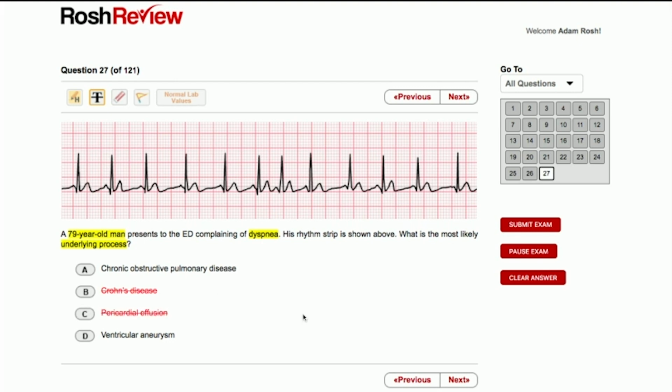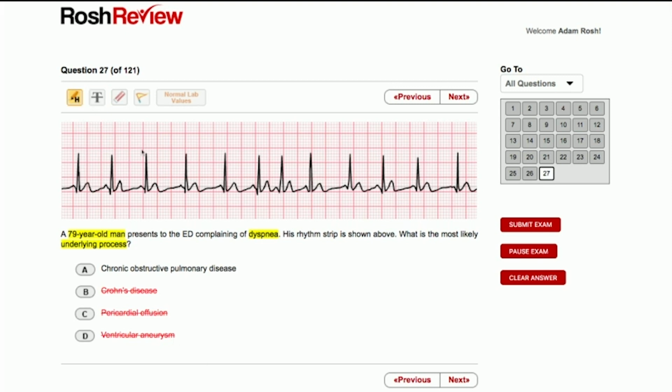And then answer choice D, ventricular aneurysm. This is another classic board question ECG. The finding here is persistent ST segment elevation. You'll also usually have a deep QS wave. On exams, you're going to see persistent ST segment elevation. So we do not see that here. So I'm going to cross out answer choice D, ventricular aneurysm.